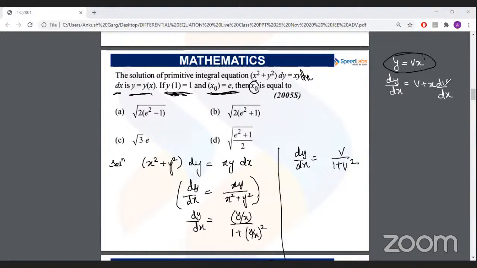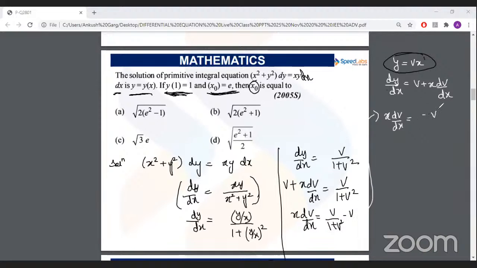And dy/dx also we can put in terms of v and x. So that is v + x dv/dx, that is equal to v upon 1 + v². Taking v on the right hand side, this will become v upon 1 + v² minus v. So here if you solve this, guys, finally you will get the differential equation as x dv/dx. And here if you multiply, can you see v minus v will be gone, so you'll get minus v³ upon v² + 1.